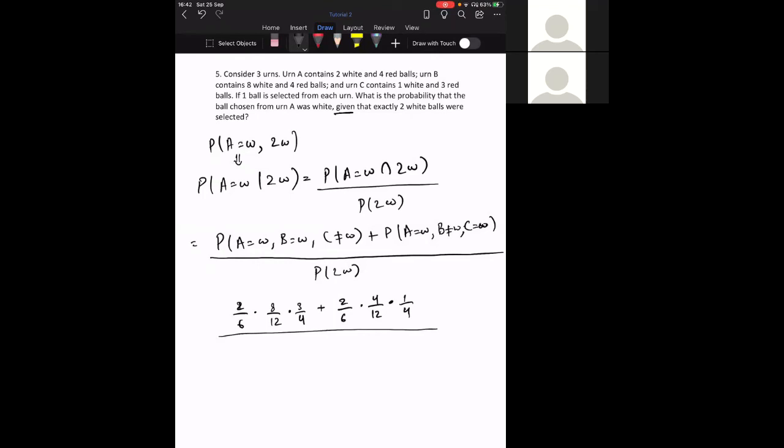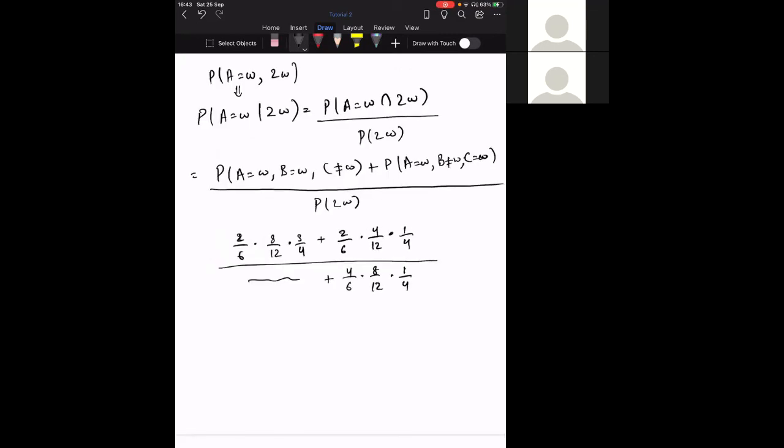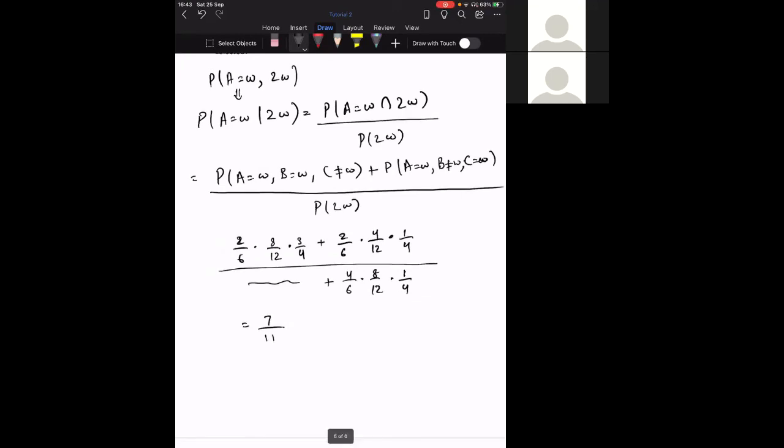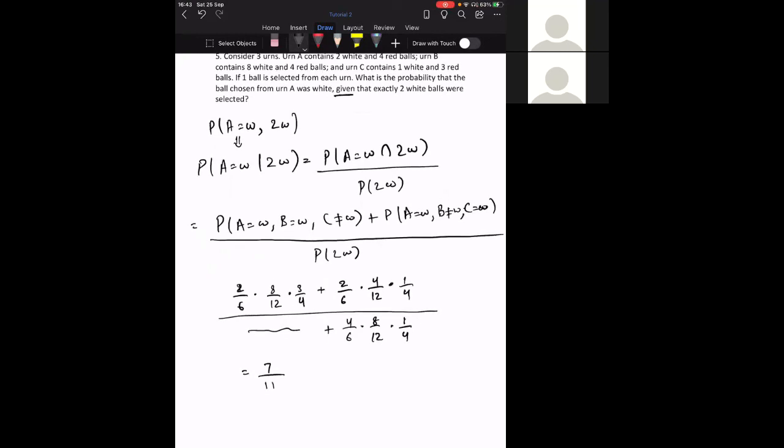All of this is divided by the same as above. So I'm just going to zoom to the one above and add the third and final option, which is that the white balls came from B and C and not from A. So that would just be 4/6 times 8/12 times 1/4. This comes out to be 7/11. This is a fairly easy question, but if there is any confusion in the solution, do ask.